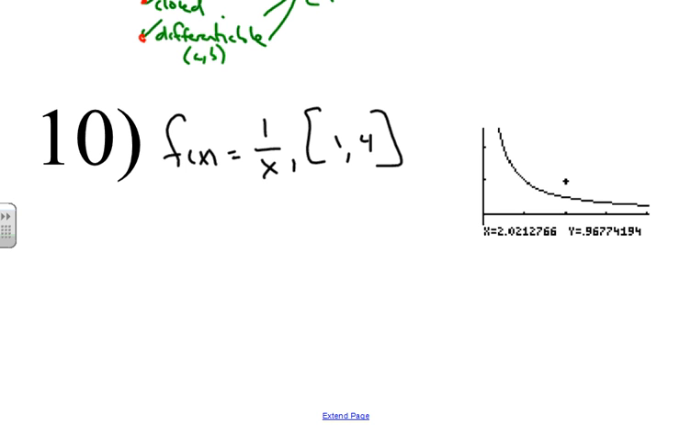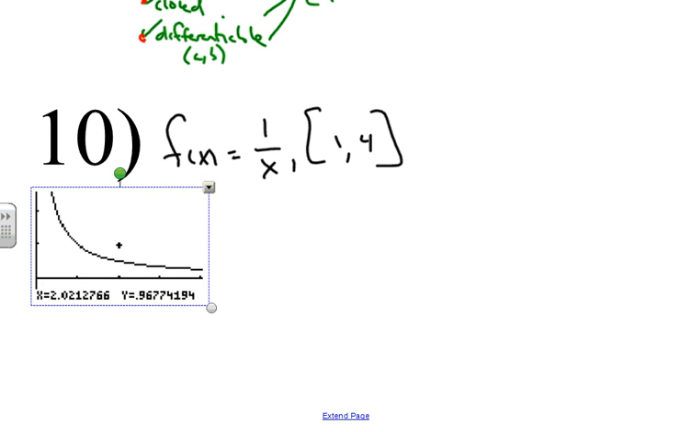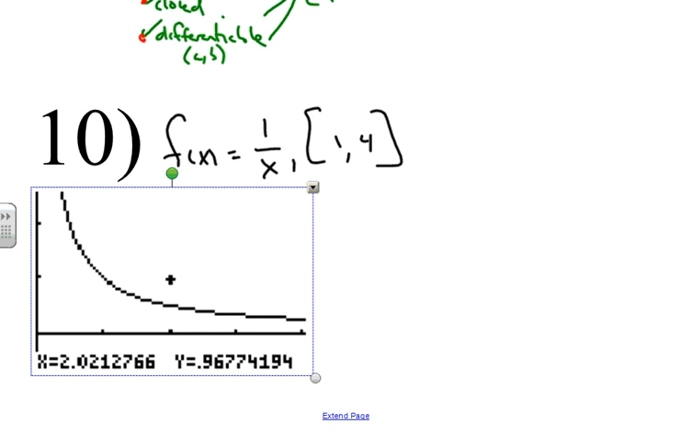I put this on my grapher, my TI, and I have this graph of our function 1 over x. I only highlighted or zoomed in on the part from 1 to 4. What we're doing, essentially, is it asks us to use the mean value theorem and find the value where it works. Find the value of c.